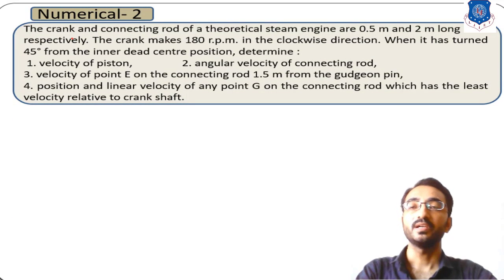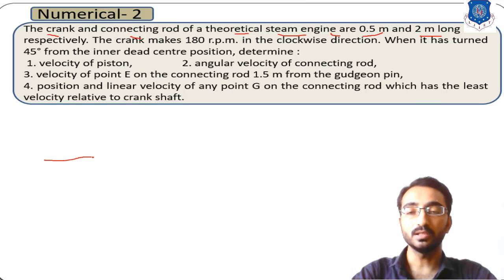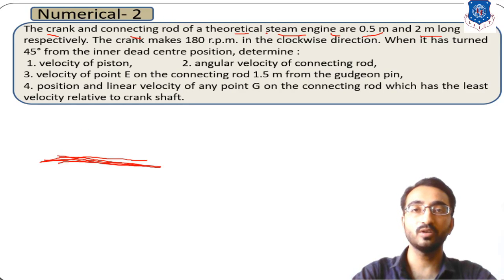So in this numerical, it is given that the crank and connecting rod of a theoretical steam engine have certain lengths. So, first, crank and connecting rod of a steam engine. This practical application directs us that the mechanism is of a crank and connecting rod with a steam engine.